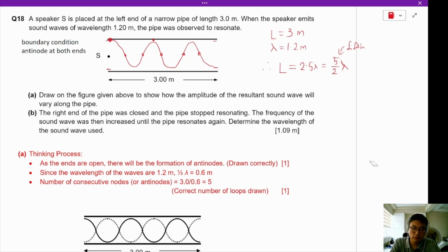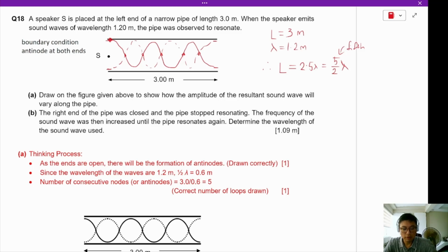So that's 5 over 2 lambda. This is correct. Now, in order to finish the diagram, let's draw the dotted points. Then we complete the next half of the wave, and now it's completed. The right end of the pipe was closed and the pipe stopped resonating. Yes, of course, because you changed the boundary condition to be a node at the right end.